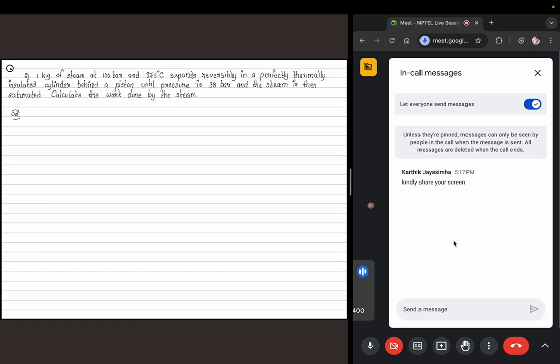So the first thing, in any of these problems, you start with your first law. So you have Q equals delta U plus W. Here it is mentioned it is a perfectly thermally insulated cylinder, so your Q is 0. So now you have delta U and W. You are required to find W. So W is minus delta U, that is U1 minus U2. So if you can calculate U1 and U2, then the problem is solved. So what do I know about U1? Initial state. Initial pressure is given.